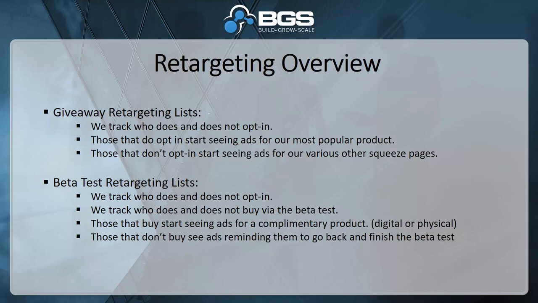Those that don't buy get to see ads reminding them to go back and finish the beta test and that their coupon is going to expire. So we can even use scarcity on the retargeting to push them back to finish their action, just like we do with an email.